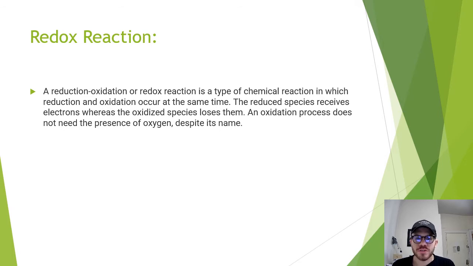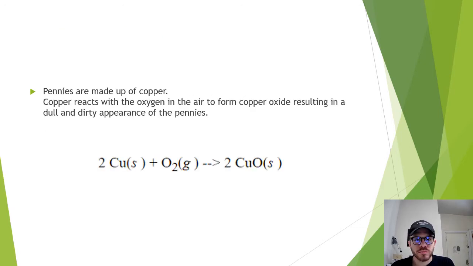A redox reaction is a reaction of reduction and oxidation reaction, which is a type of chemical reaction in which reduction and oxidation occur at the same time. The reduced species receives electrons, whereas the oxidized species loses them. An oxidation process does not need the presence of oxygen despite its name.